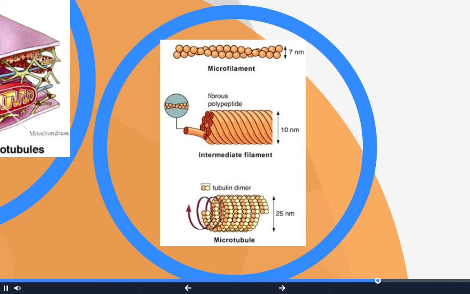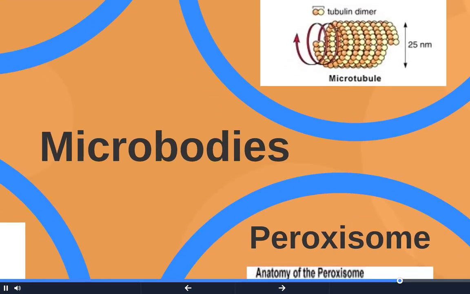Microtubules can disassemble and reassemble quickly. They are the widest component of the cytoskeleton that helps cells resist compression. They provide a lane for vesicles to move through the cell and pull replicated chromosomes to the opposite ends of the dividing cell. Now on to the microbodies.